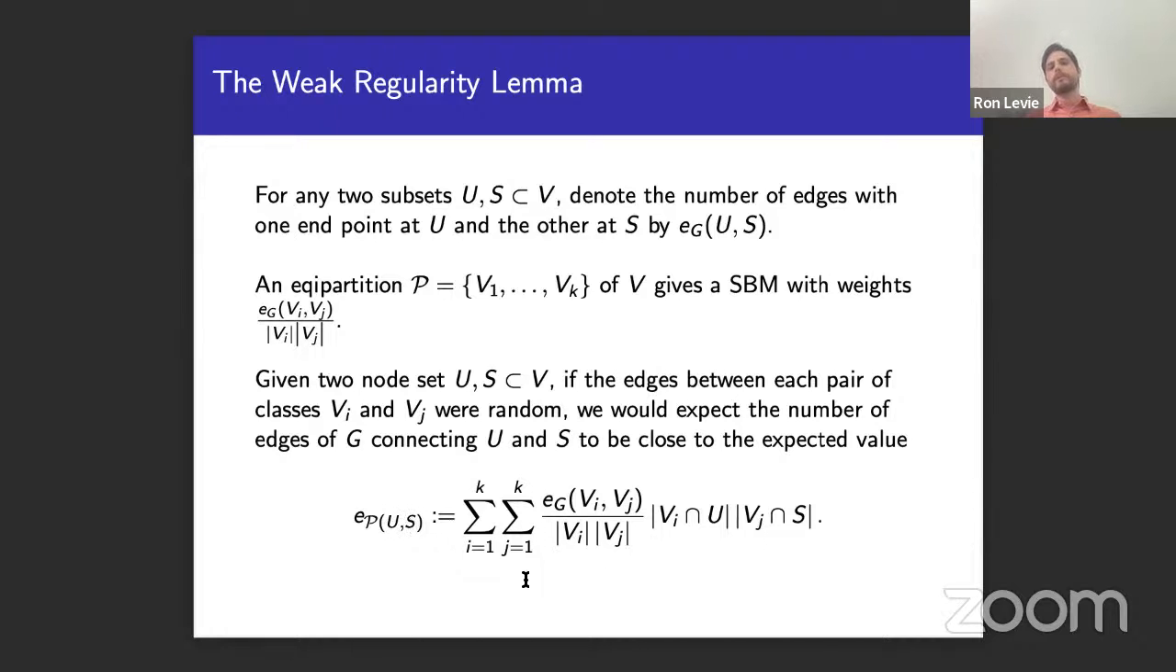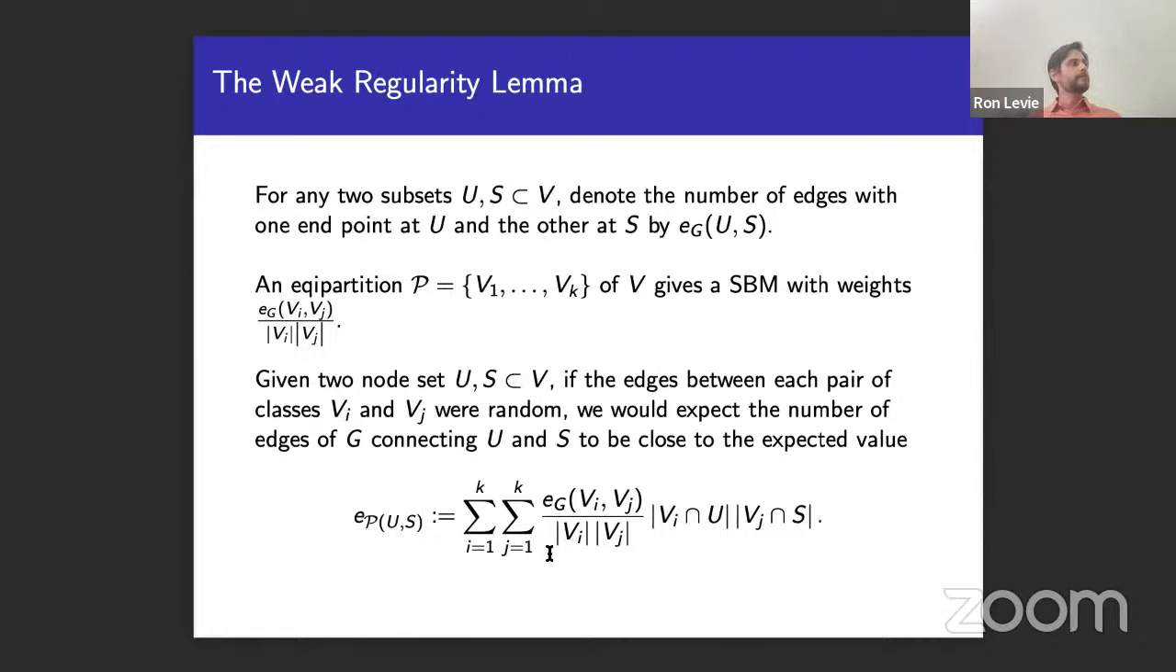You need to sum over all of the blocks, namely all of the pairs of classes. You see how many nodes in U there are in the first class, times how many nodes in S there are in the second class, and you multiply by the probability of having an edge between the different classes. And this would have been the expected number of edges.